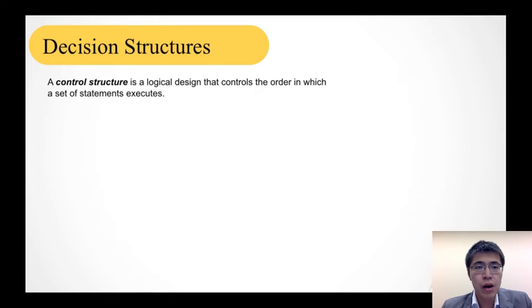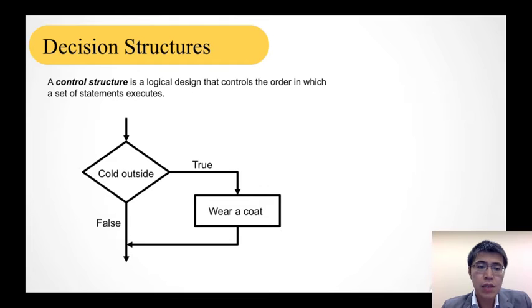For that type of problem, you need to make a decision and you need to use the control structure. A control structure is a logical design that controls the order in which the program runs, depending on what you decide. So it looks like that. You want to make a decision depending on a condition. So the condition is the control. You need to make your decision based on this condition, and it works like this.